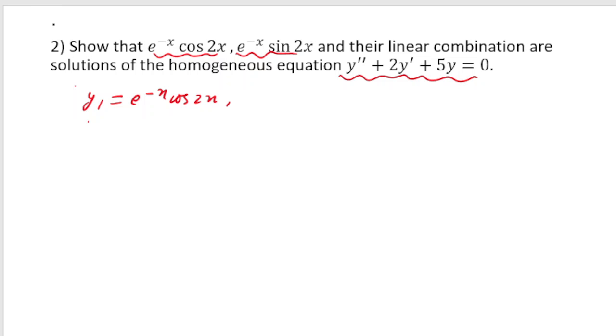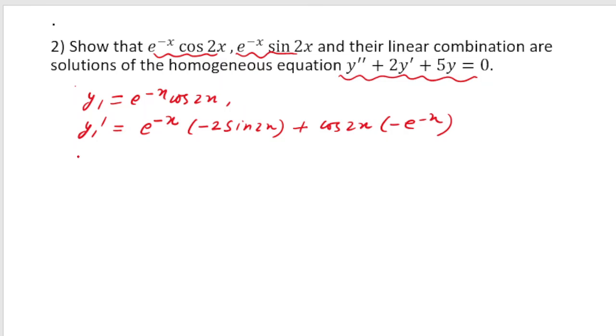So first of all, I am finding y1 dash. So what is y1 dash? I have to differentiate it. So e to the power minus x first function, derivative of cos 2x is minus 2 sine 2x, right? And then the second function, that is cos 2x, and derivative of e to the power minus x is minus e to the power minus x.